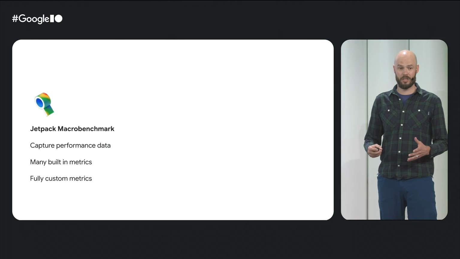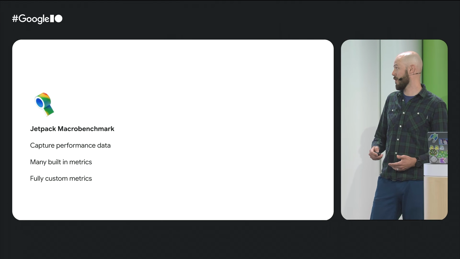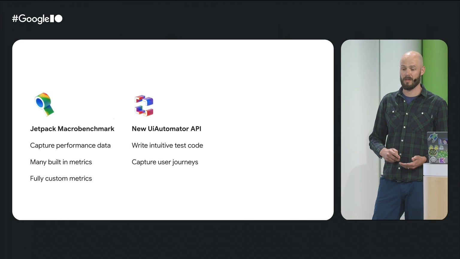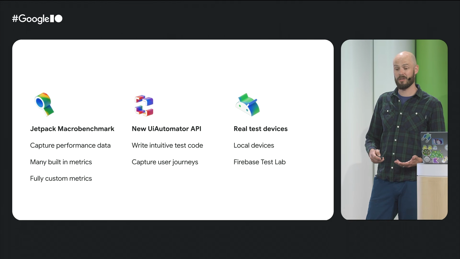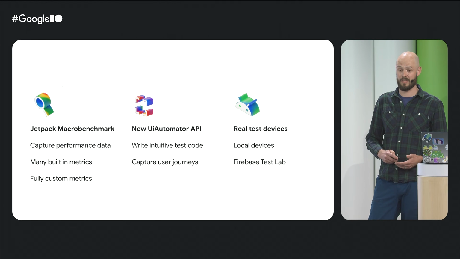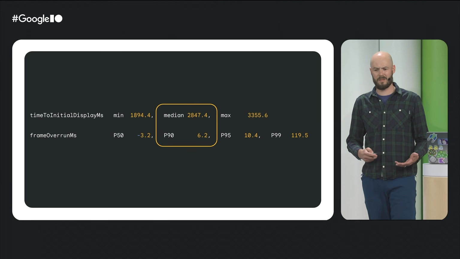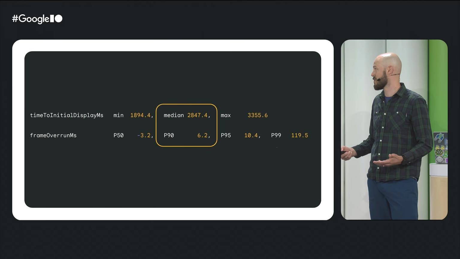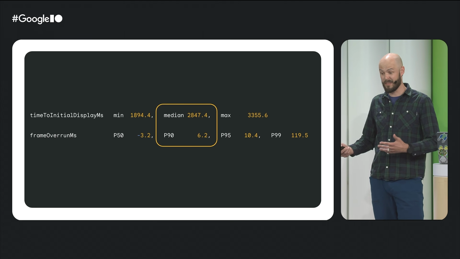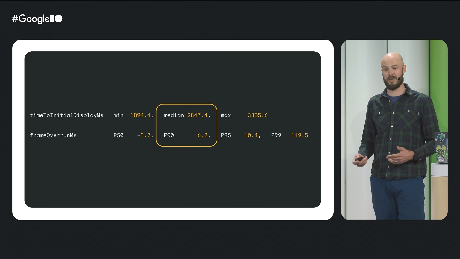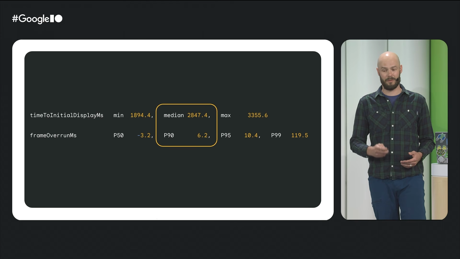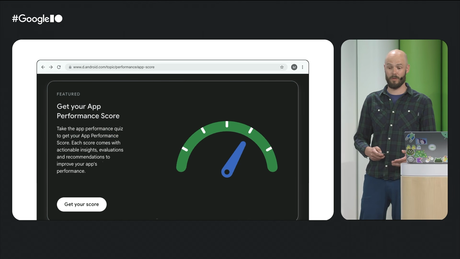So in a nutshell, in the tools, you capture the performance data with Jetpack Macrobenchmark. Then you write the intuitive test code using UiAutomator, and then you have to test those on real devices. Once the benchmark is completed, you get to see results. But what does it mean when an app median startup time is 2.8 seconds, or if the 90th percentile of frames is rendered just a bit over the vsync threshold? Well, for that, we have the app performance score.